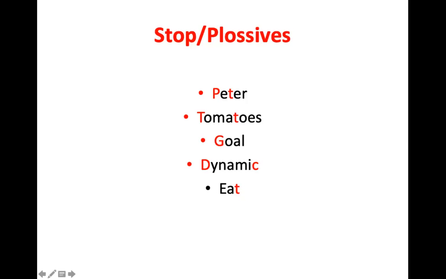So everybody, very quickly, Peter. Okay, word number 2, tomatoes. Tomatoes. Okay, number 3, go. Go. Okay, good. Next one, dynamic. Dynamic.